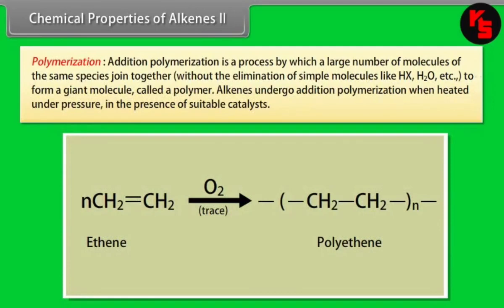Polymerization. Addition polymerization is a process by which a large number of molecules of the same species join together without the elimination of simple molecules like HX, H2O, etc., to form a giant molecule called a polymer. Alkenes undergo addition polymerization when heated under pressure in the presence of suitable catalysts. When ethene is heated to 1000 degrees centigrade under 1000 atmospheric pressure in the presence of oxygen, we get polyethene.